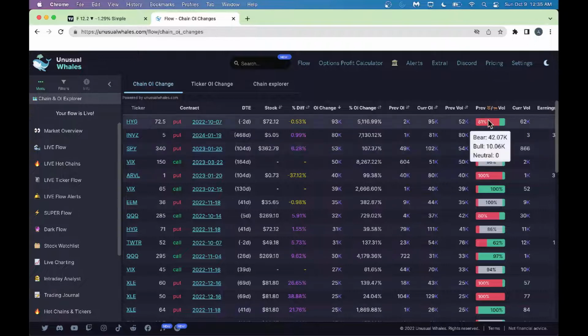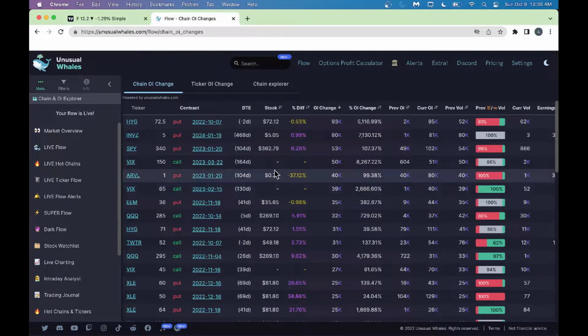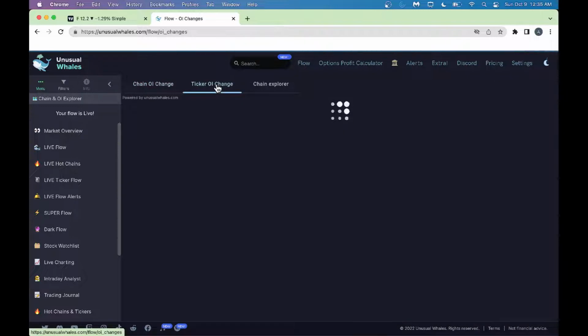Also, there is sentiment here, as you can see. For example, HYG, there is a lot of bear sentiment. And if you see something else here, look, VIX, there is a lot of bullish sentiment. Folks are trading VIX call options, 130 days out, as you can see here. That's about this here.